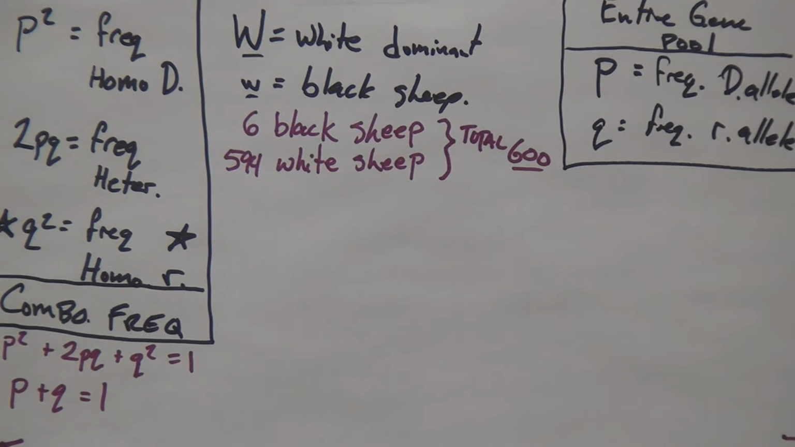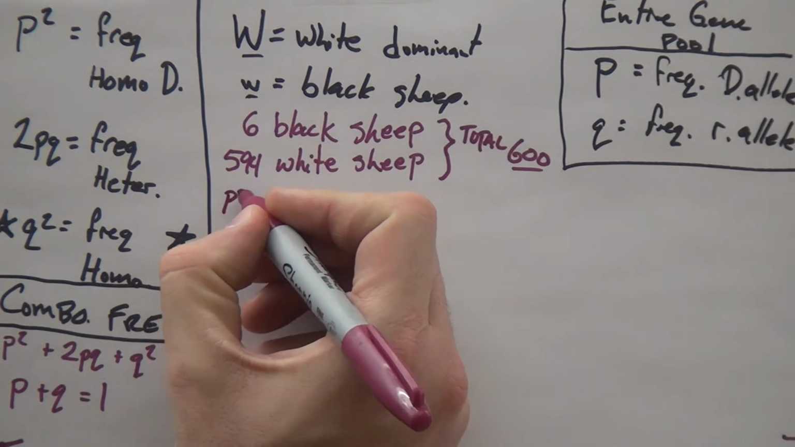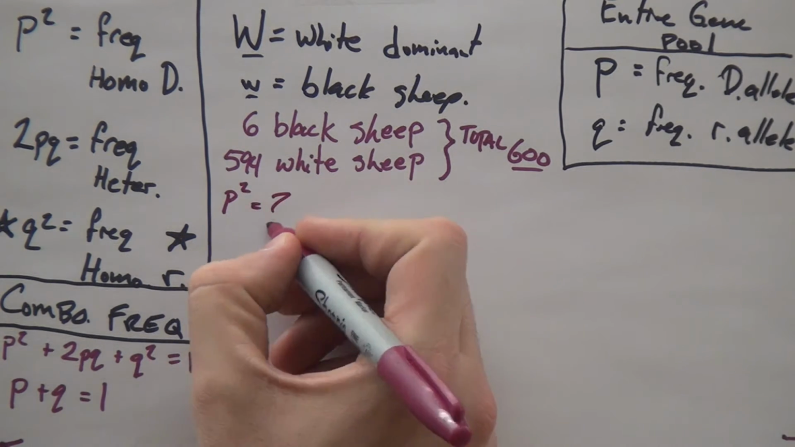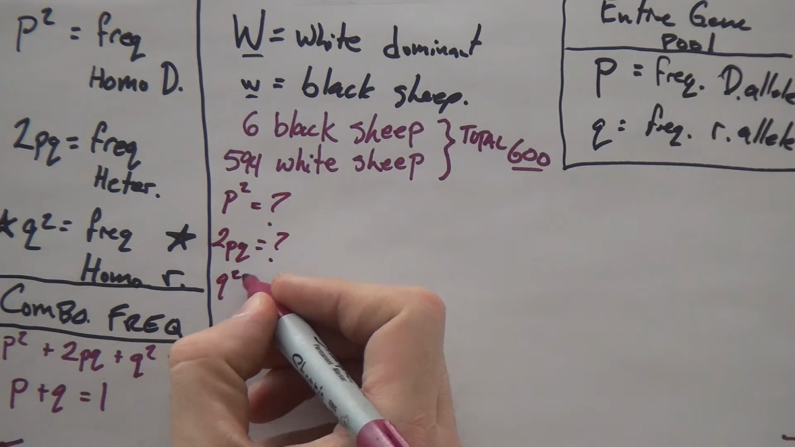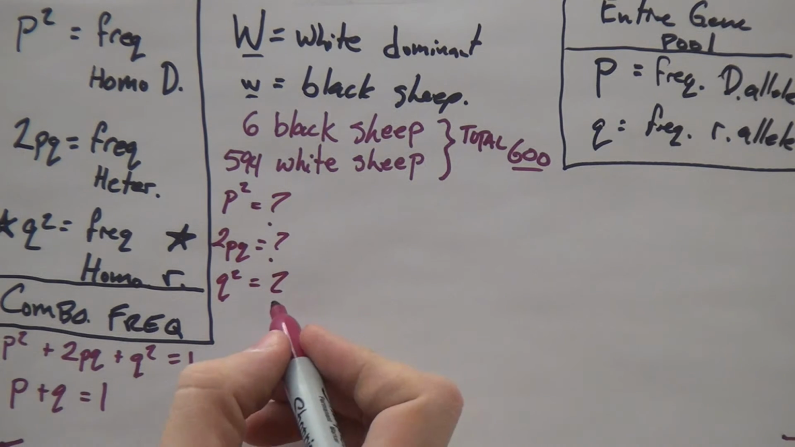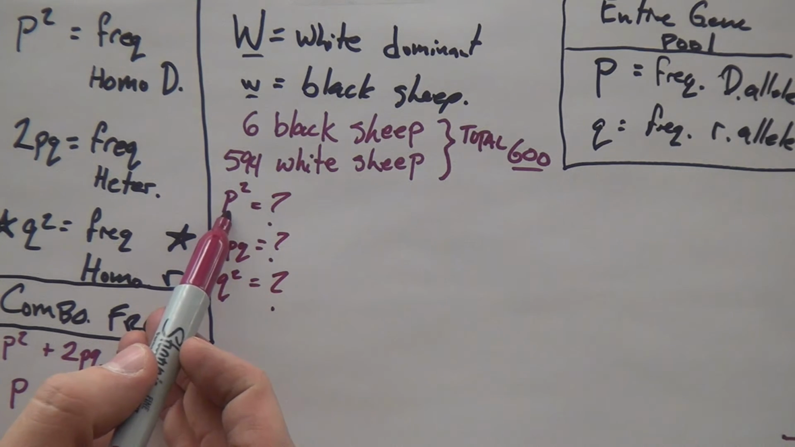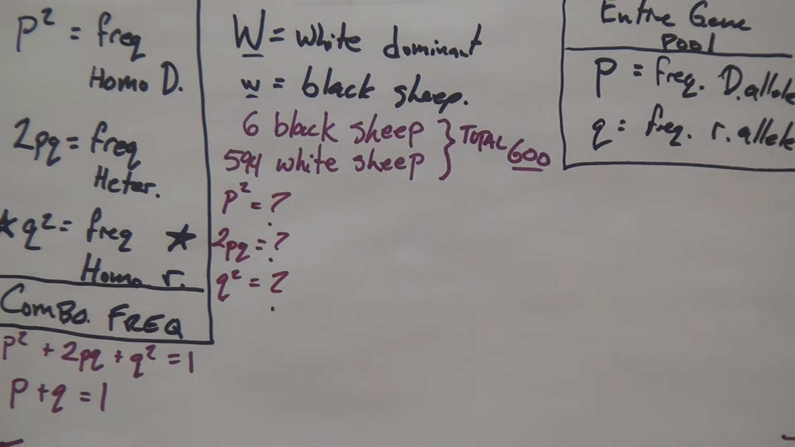Magic. As you can see, I added the question. 6 black sheep and 594 white sheep in a field. That makes a grand total of 600 in our sample size. I want to know what is the frequency of each combination. So basically I want to know what is p squared, what is 2pq, and what is q squared. The frequency of the homozygous dominant, the heterozygous, and the homozygous recessive.